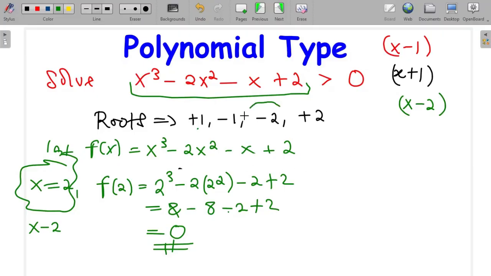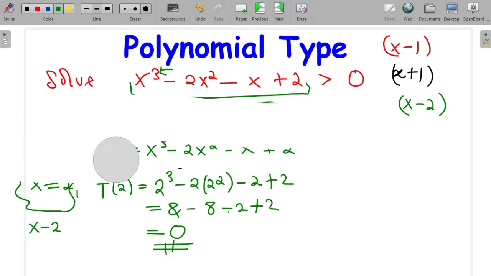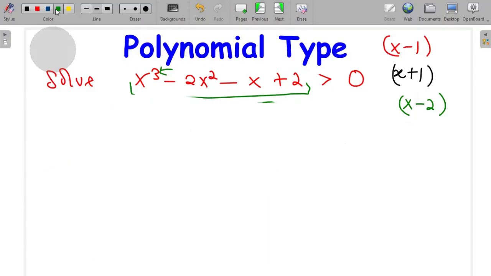If you want, you can test this one here, but because this is a cubic function, the highest power is 3. So we can only have 3 factors. So testing this is useless. But if you test this, you're going to see that what you're going to get is not a 0. So simply meaning that those are the 3 factors that will make up this polynomial here.